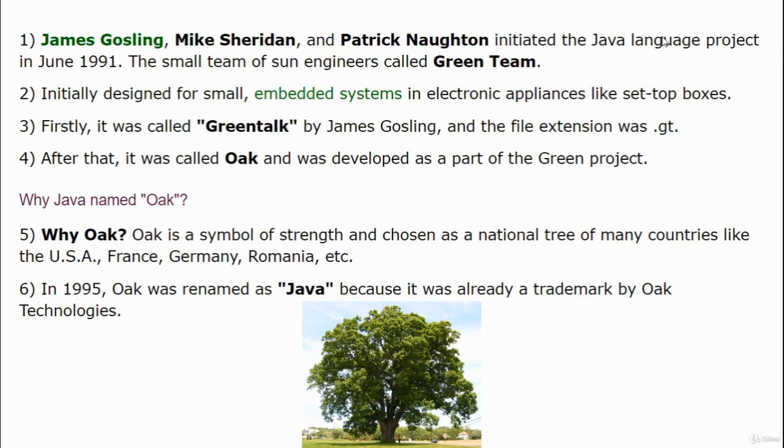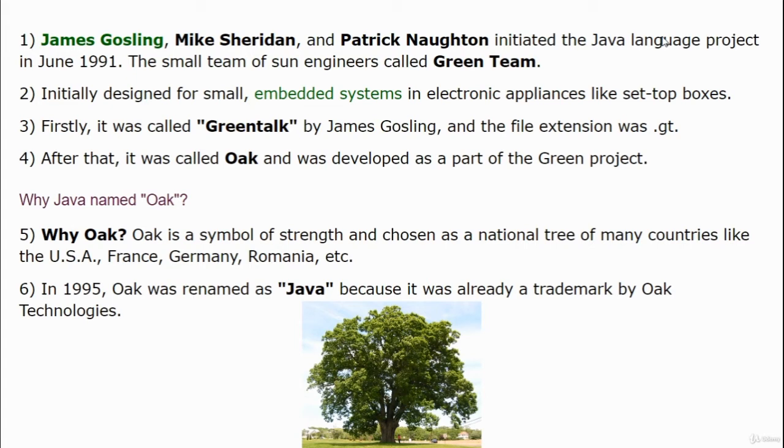So James Gosling, Mike Sheridan, and Patrick Naughton initiated the Java language project in June 1991. A small team of Sun engineers called the Green Team initially designed it for small embedded systems in electronic appliances like set-top boxes, etc. Firstly, the language was called Greentalk by James Gosling, and the file extension was .gt. Now it is .java. After that, it was called Oak, and was developed as a part of the Green project.